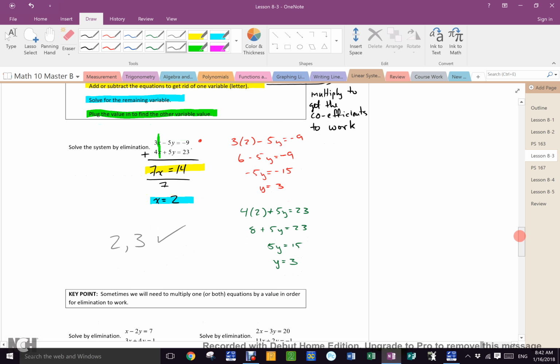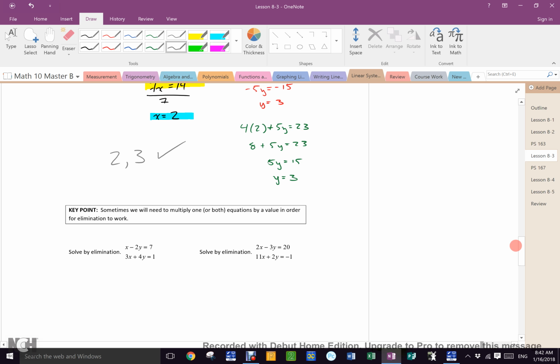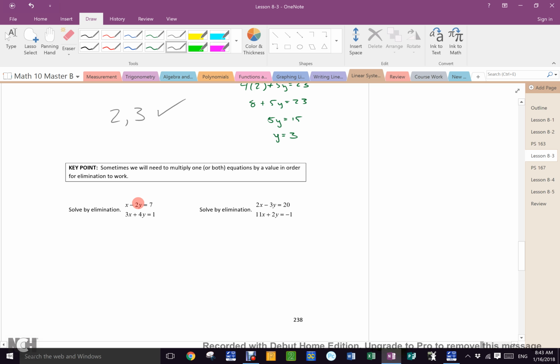Okay, so let's look at the second one. This is the key point. Sometimes we may need to multiply one or both to get elimination to work. Will elimination work in this set right here? Right now, will it work?